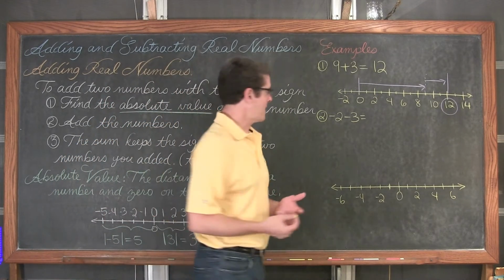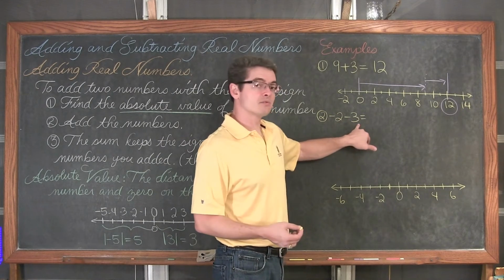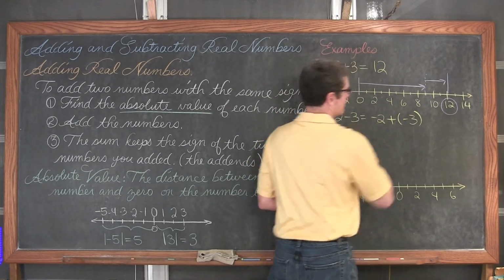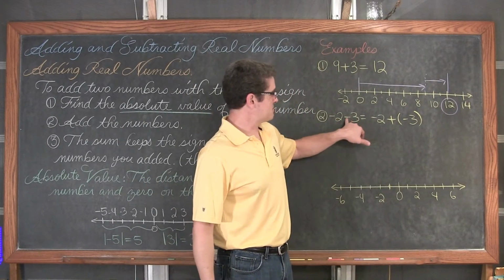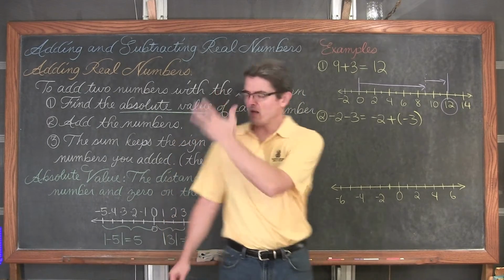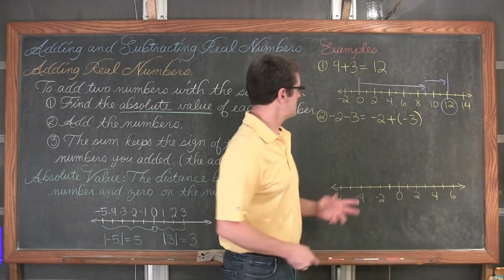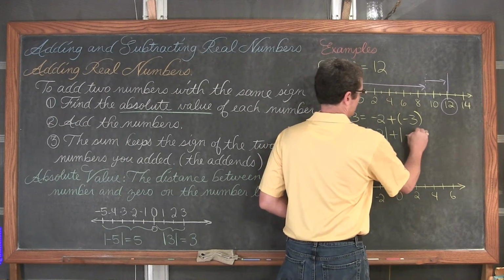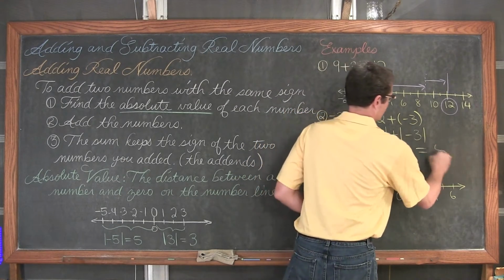Or I can think of this as rewriting this -2 minus 3. I can rewrite that as -2 plus -3. And now we get into this idea of adding. I've rewritten minus 3 as a plus -3. Now, following these directions that our textbook likes to give us, find the absolute value of each number. So the absolute value of -2 plus the absolute value of -3, well, that's going to be 2 plus 3, and then our final answer is 5.